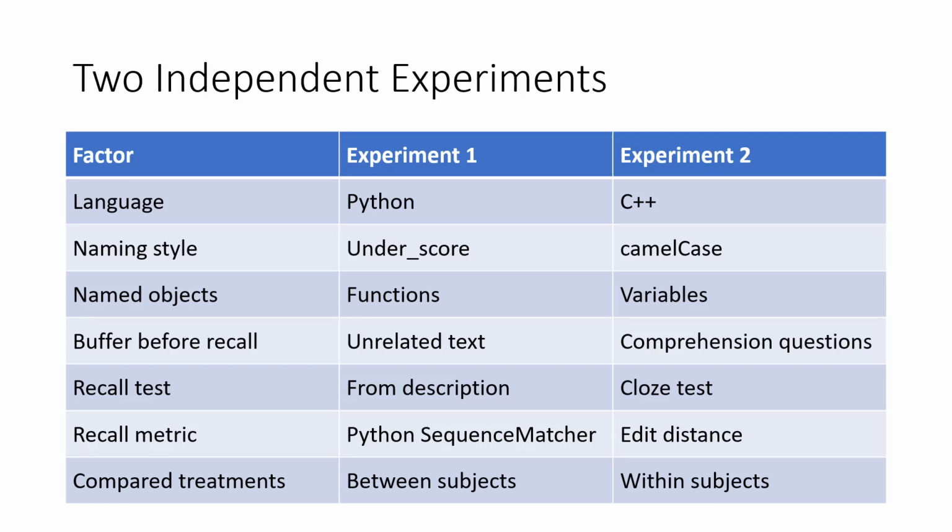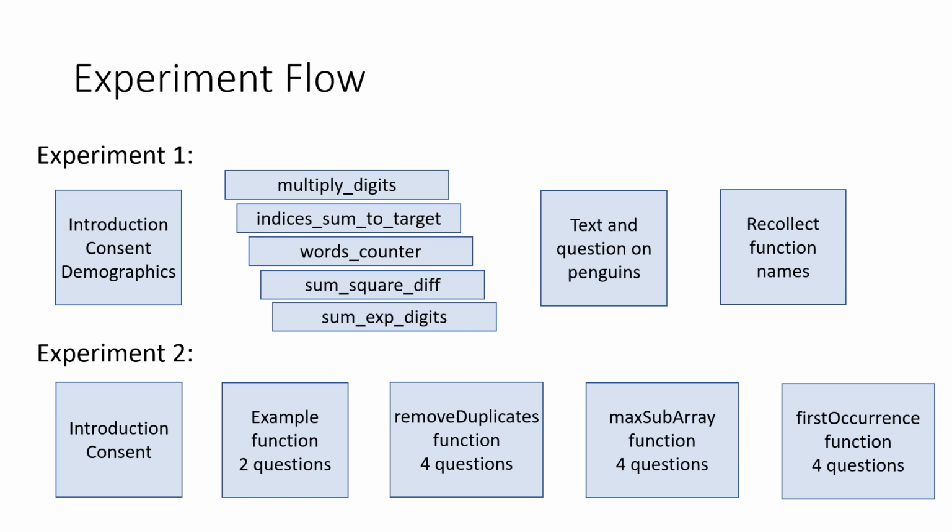For example, one could be concerned whether naming style has an effect on name recollection. But we used both common naming styles, underscores and camel case, one in each experiment. So if the results are similar in the two experiments, we can say that naming style probably does not have an effect.